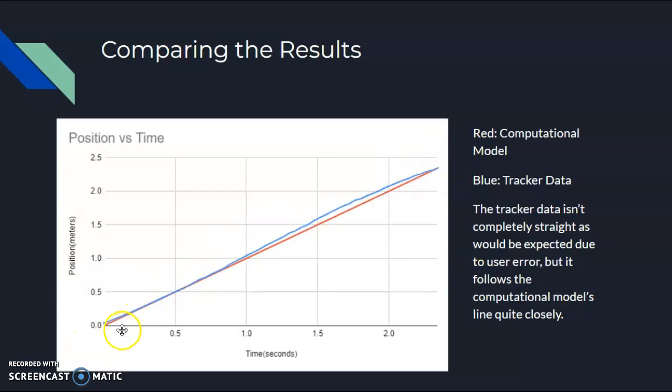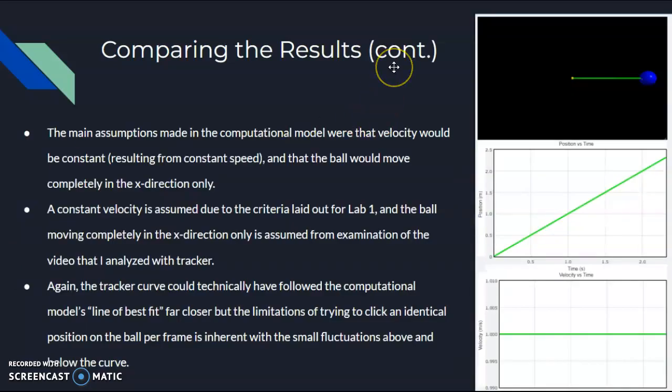You can see it starts above due to the alignment of the axes, which is a little bit off. But it does start and end very near to the computational model, and it only fluctuates above and below based on minor errors made by me clicking frame by frame. Okay, so comparing the results continued. On the right, we can see the visualization in the graphs made by GlowScript for the model.